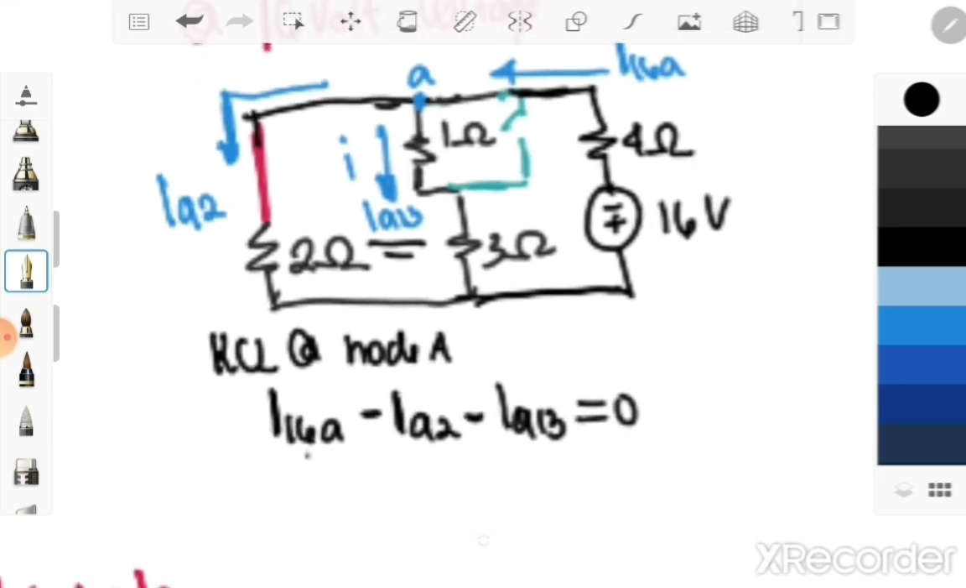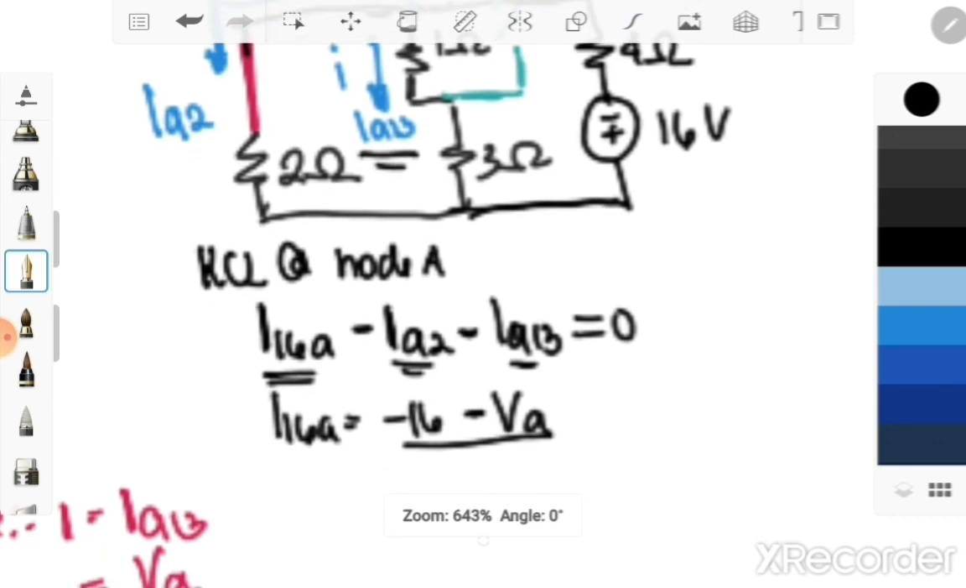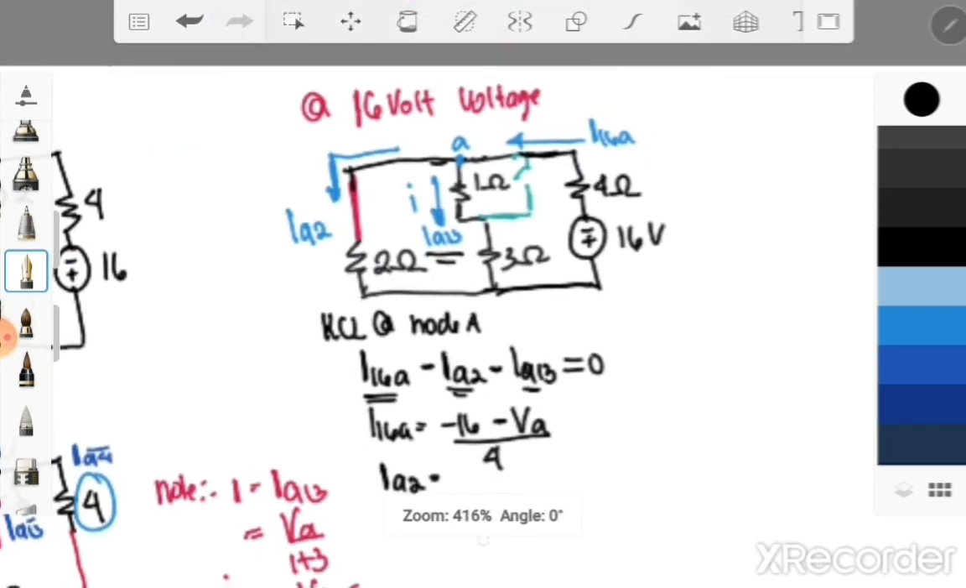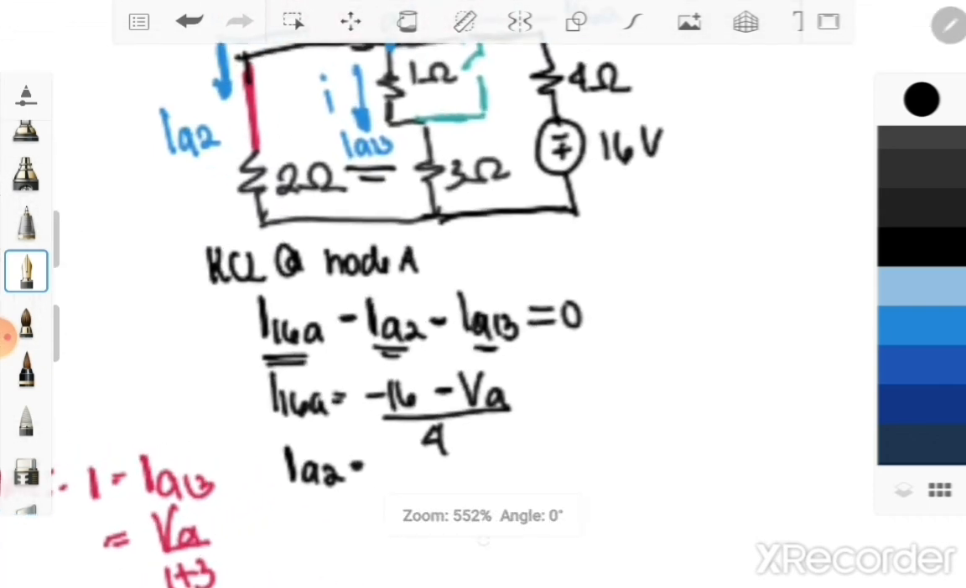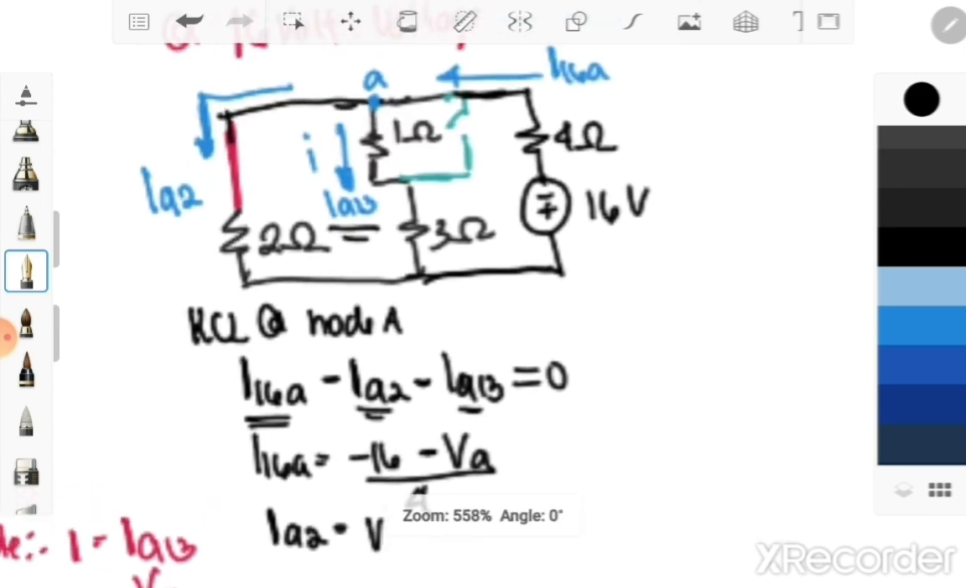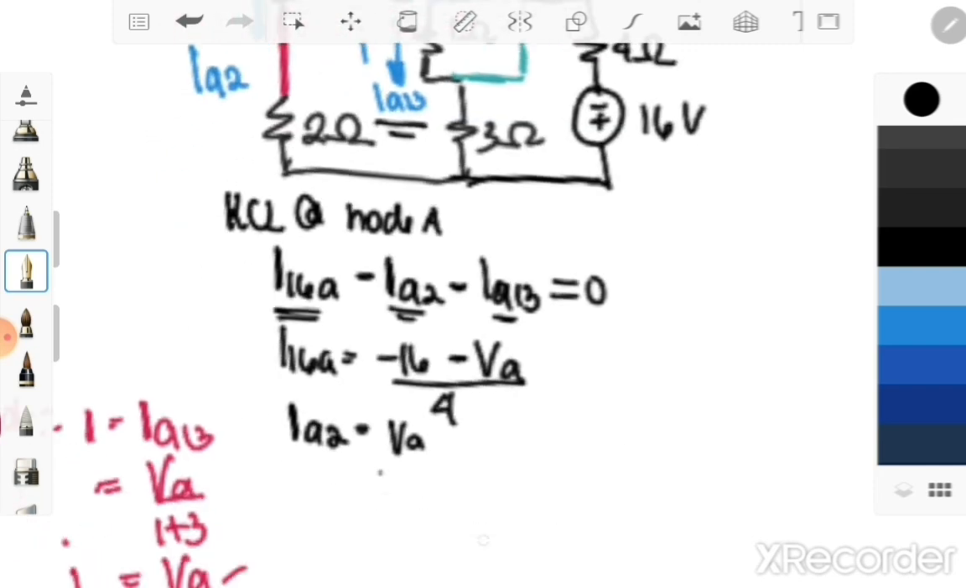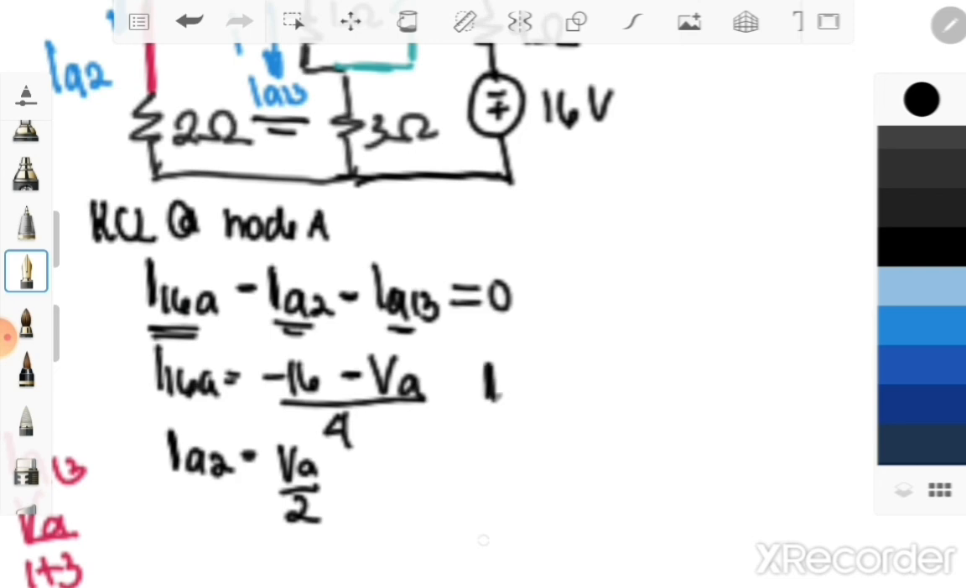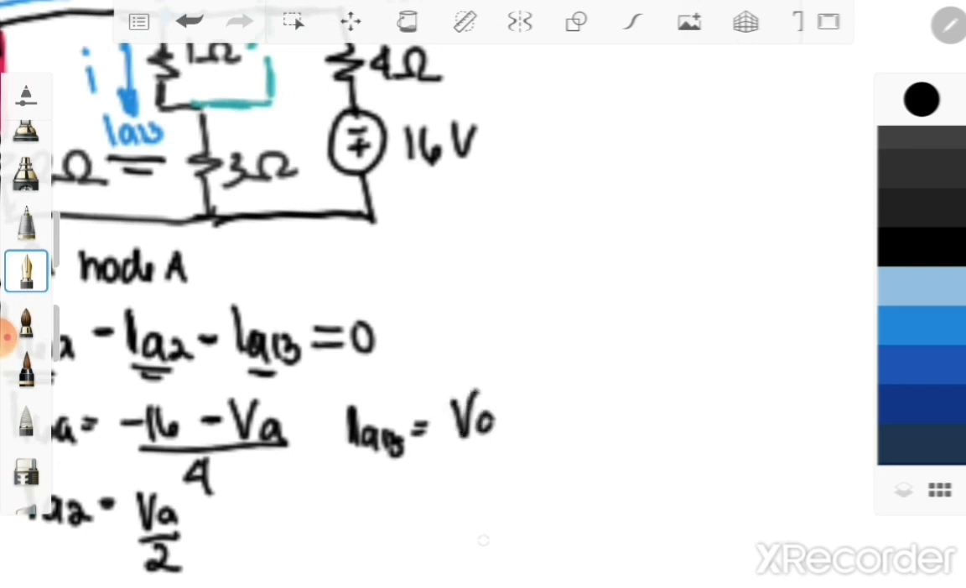But what is our I16A? Take note that our I16A is equal to negative 16 minus VA all over 4. And our IA2 is equal to VA all over 2, and our IA13 is just equal to VA all over 1 plus 3, or VA all over 4.